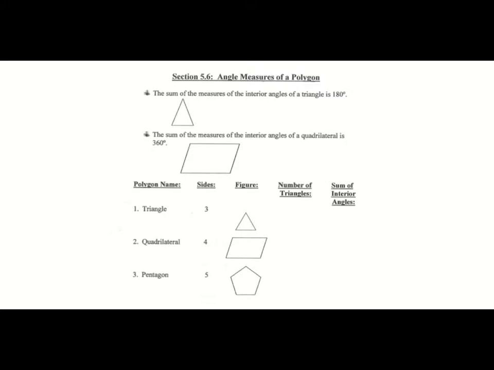We've talked a lot about the sum of the inside of a triangle, and now we're going to move on to other shapes with more sides. So to review, the sum of the measure of the interior of a triangle is 180 degrees. So if we were to label these as A, B, and C, we would get A plus B plus C equals 180.